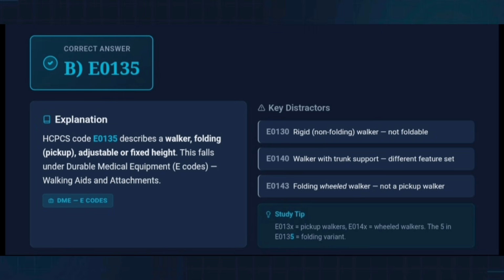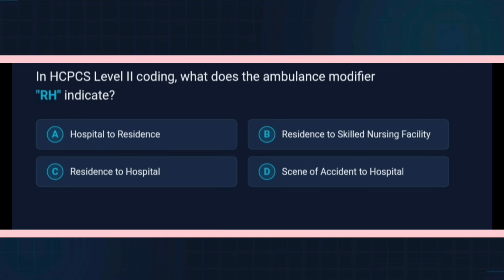Let us move on to the next question. In HCPCS Level 2 coding, what does ambulance modifier RH indicate? For this question also, I will give you 2 minutes. Try to solve it. We'll discuss later.